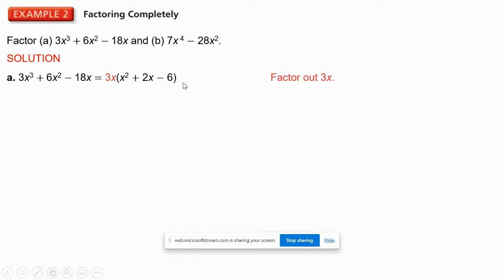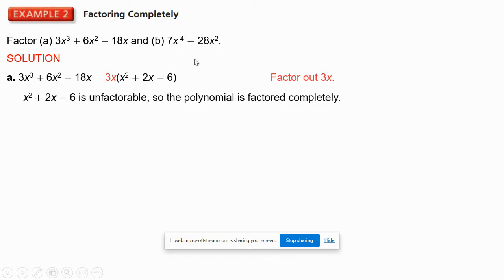Next, we must look at the parenthesis and see, can we factor 6 so that it equals a positive 2? And we can't. So at this point, the factoring is done completely. So the only thing we can do in this case was GCF. If this were some other number that could be factored, we would continue factoring it until we are done.